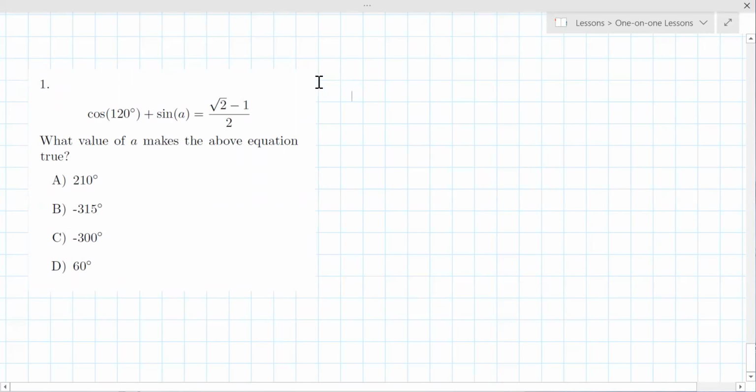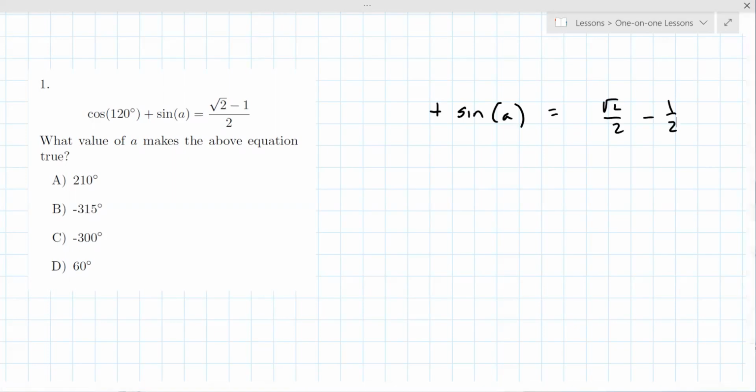Okay, so you ready for a little test prep problem related to what we're working on? Sure. If you see my screen, cosine 120 plus sine A equals square root 2 or minus 1 over 2. Go to your unit circle and tell me what the cosine of 120 is. Cosine is the x value, so you want negative 1/2. At 120 degrees, it is negative 1/2.